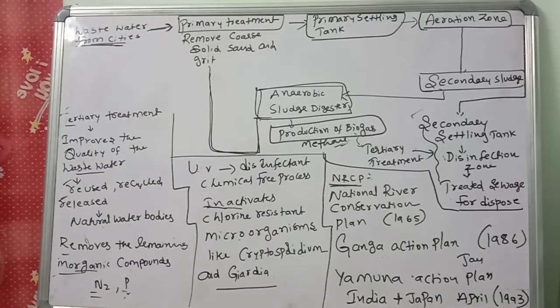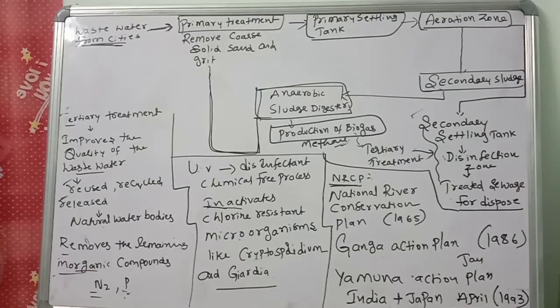By adding UV rays and killing germs, there are no chemicals added, and we are not disturbing any odor or smell of the water. We are just killing the germs and the chlorine-resistant bacteria. After chlorination some bacteria still live, and those chlorine-resistant bacteria, Cryptosporidium and Giardia, can be killed by UV rays. Okay children, next we are going to discuss NRCP.